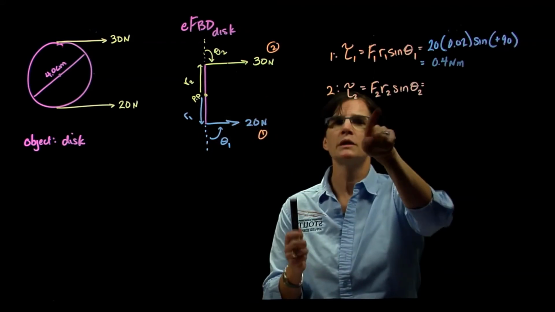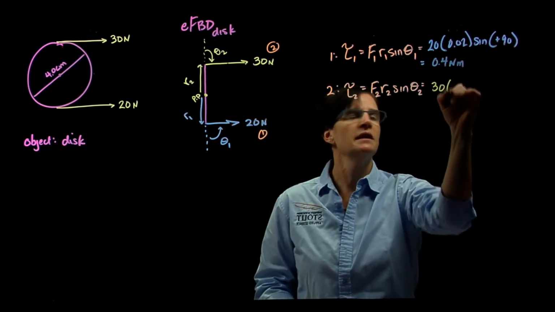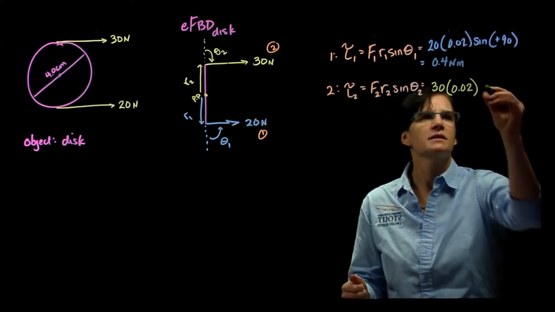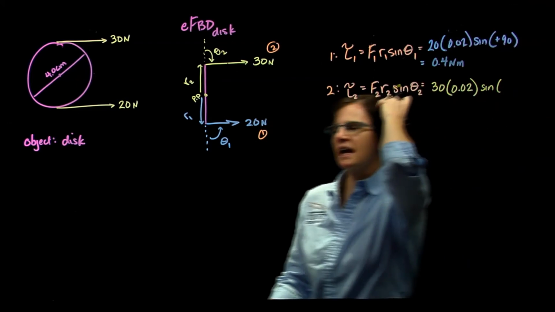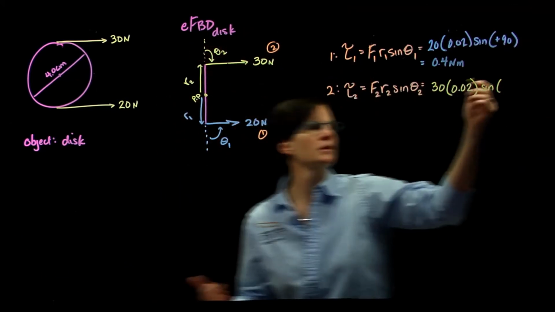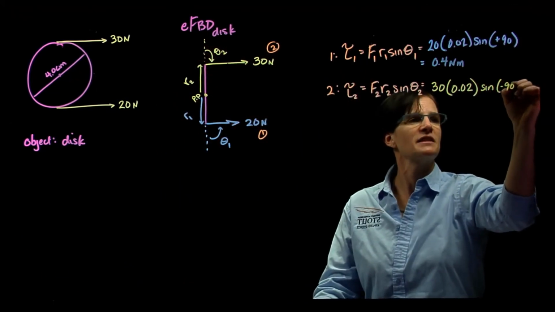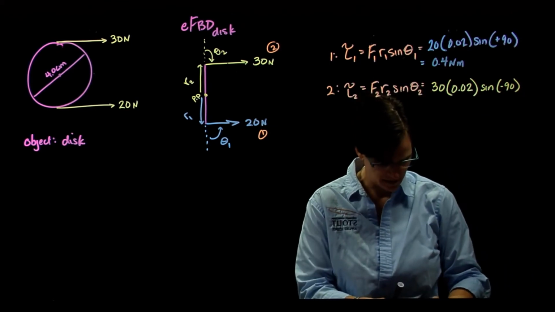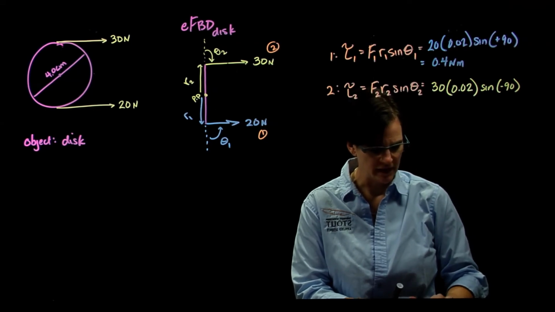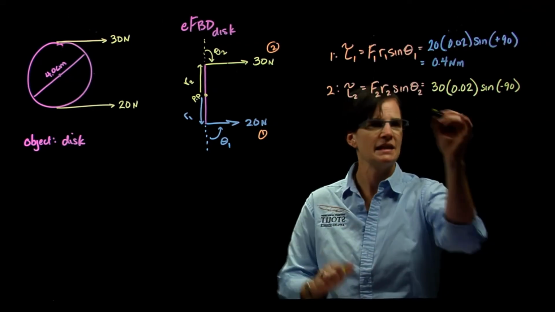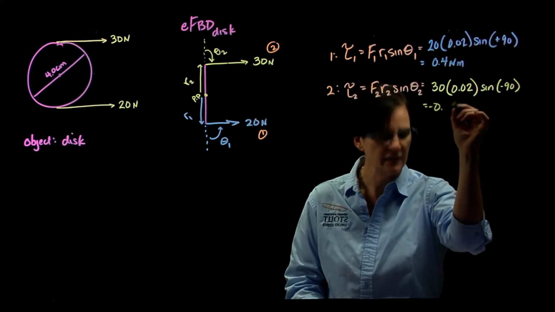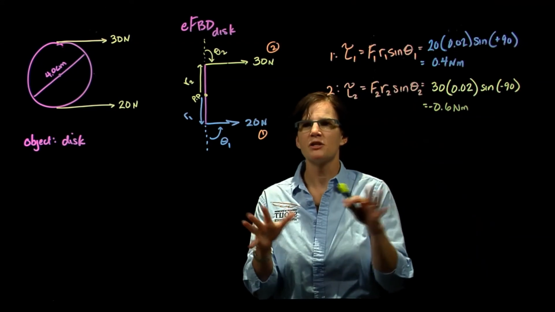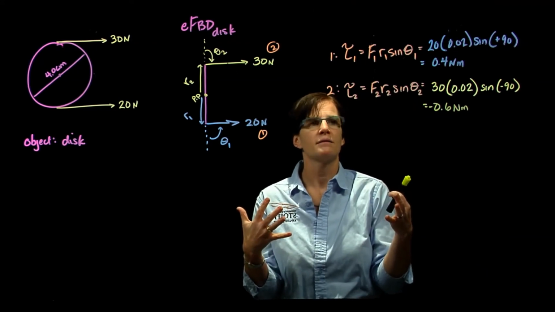Force number 2 is the force, 30, times the radius, 0.02, again half the diameter that's provided, times the sine of the angle, and this is a 90-degree angle in the clockwise direction, so it is negative 90. So we have 30 times 0.02 times the sine of negative 90, which gives us negative 0.6 Newton meters.